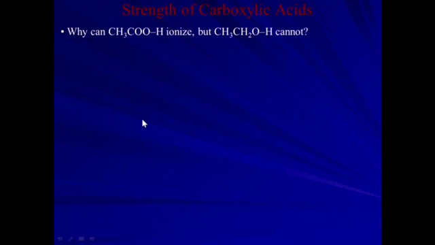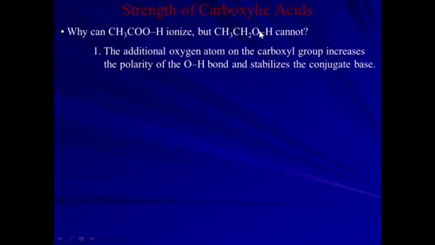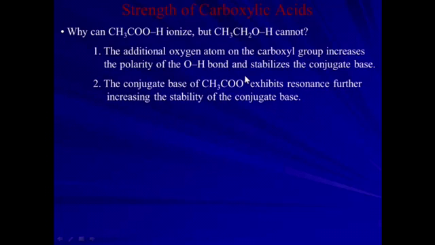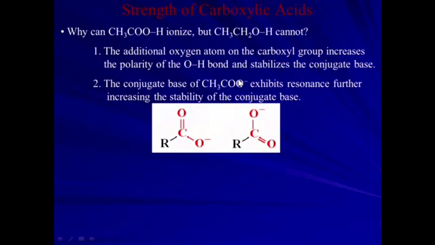So carboxylic acids, why can acetic acid ionize, but this one right here, it cannot? Well, you're going to have to look at the fact that you've got additional oxygen atoms on the carboxyl group, which increases the polarity of the OH bond and stabilizes its conjugate base. The conjugate base of this exhibits resonance, further increasing its stability. It's able to flip this electron around between these oxygens, which helps it. Here is an idea of what the resonance looks like. So this double bond can flip and move down here, and the negative charge flips and moves back up.